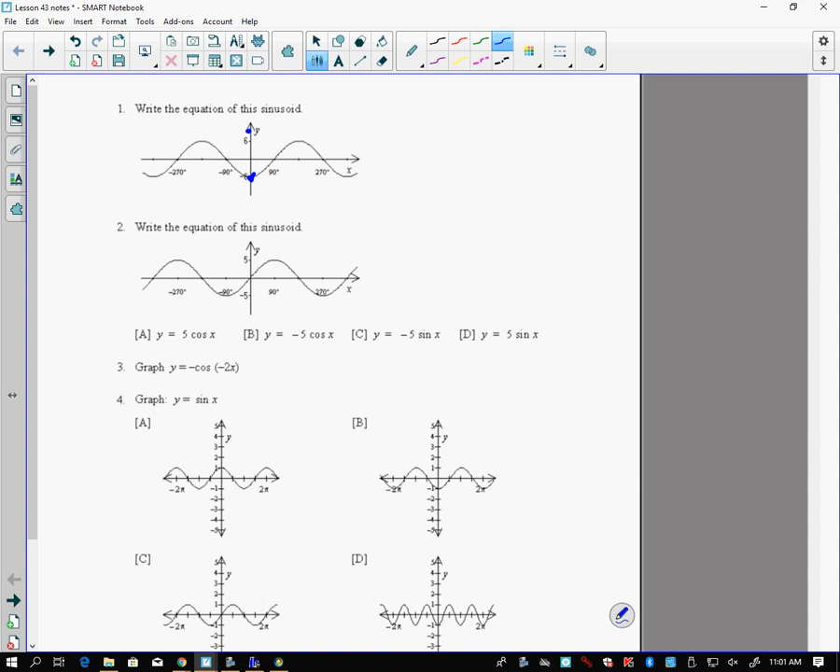If it reached, let's say it went like this, it would still be a cosine wave. It would just be a positive cosine wave. What you see here is a negative cosine wave because it crosses the y-axis in a trough. Okay? In fact, at the minimum of its trough.